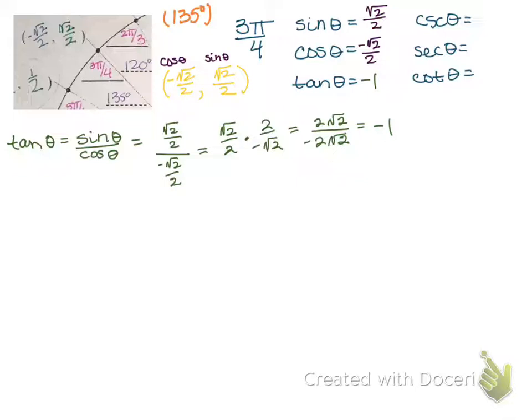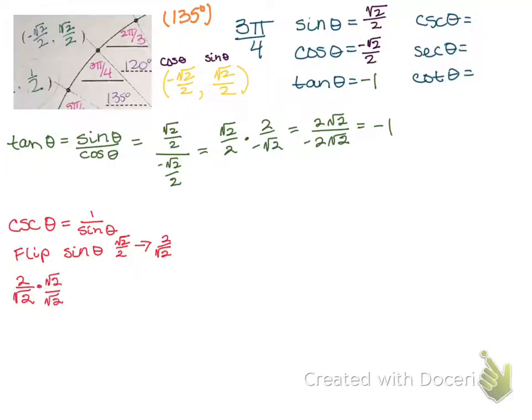For cosecant, it's 1 over sine, and all that means is flip sine. So my sine is the square root of 2 over 2. When you flip it, you get 2 divided by the square root of 2. Can I leave a root in the denominator? No. So multiply by the square root of 2 over the square root of 2, which gives you 2 square root 2 divided by 2. And you have a 2 in the numerator and a 2 in the denominator. They reduce out, so you're just left with the square root of 2. That's your cosecant.